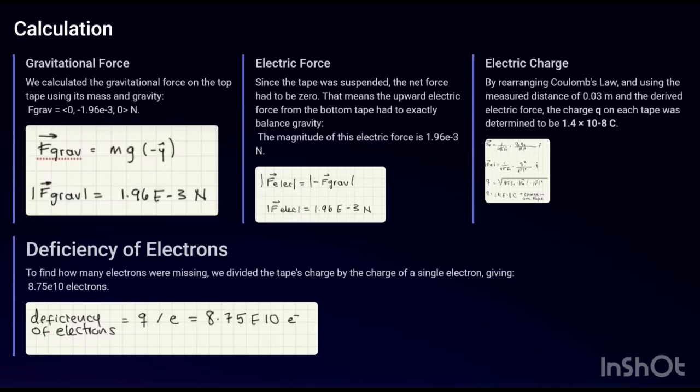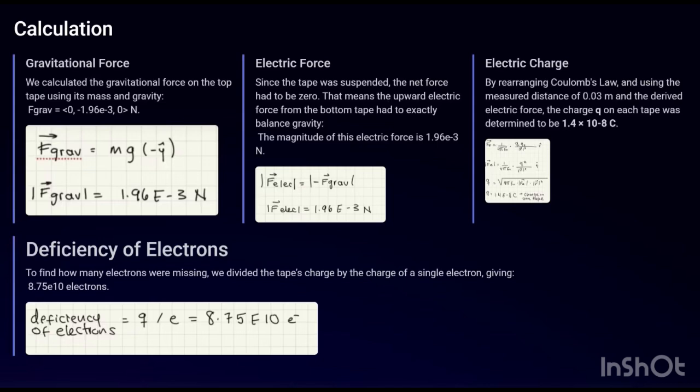Then we calculated the electric force, and since the tape was suspended and not moving, the net force had to be zero, and that means that the upward electric force from the bottom tape had to be exactly the same to balance gravity. And we found that the magnitude of this electric force is 1.96 times 10 to the negative 3 newtons, just as the gravitational force we found before.